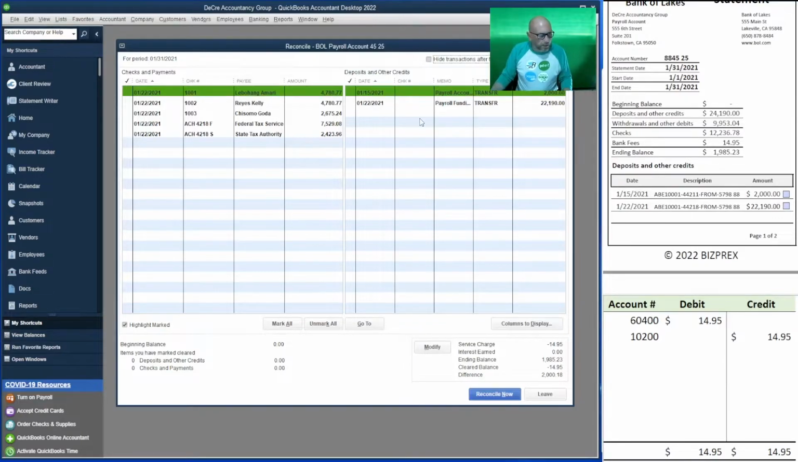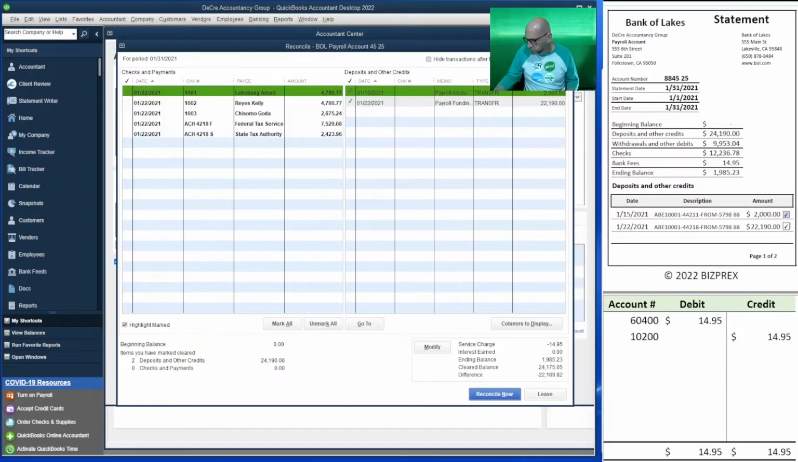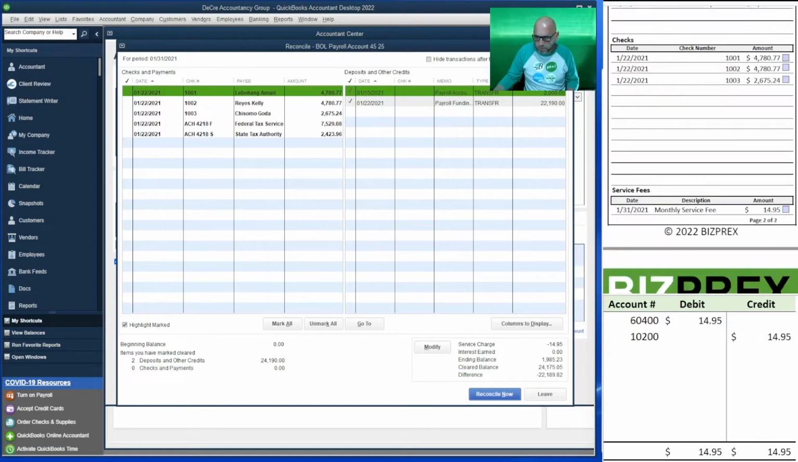All right, so we have the $2,000 deposit to open the bank account, and then we have the funding for the payroll. So deposits reconciled well. What else do we have? We have the fee that we booked already. It's right here. All right, that one is good to go.